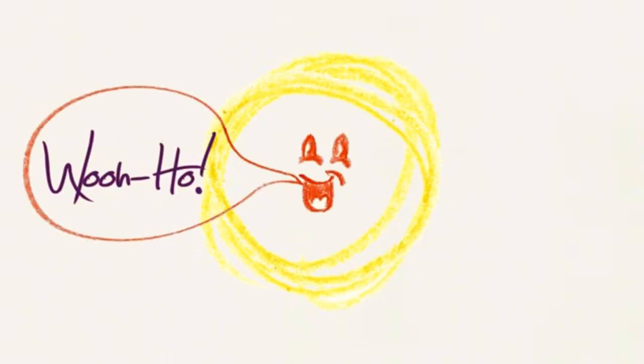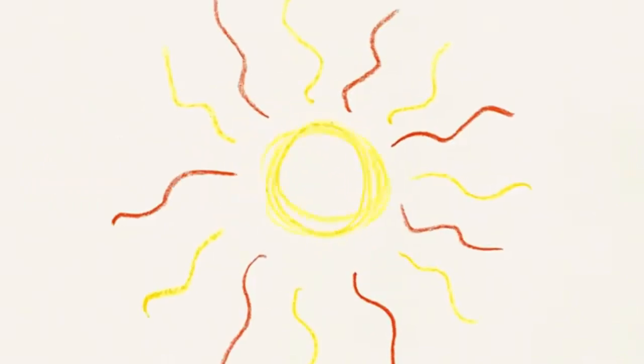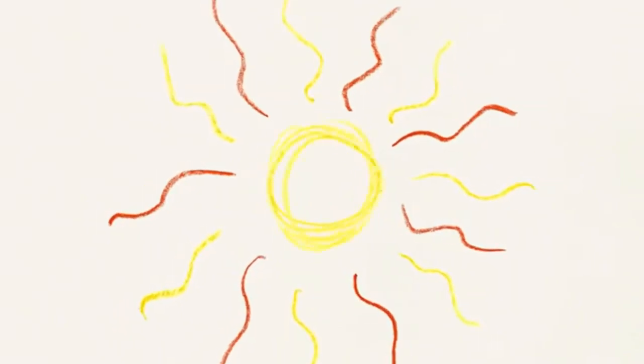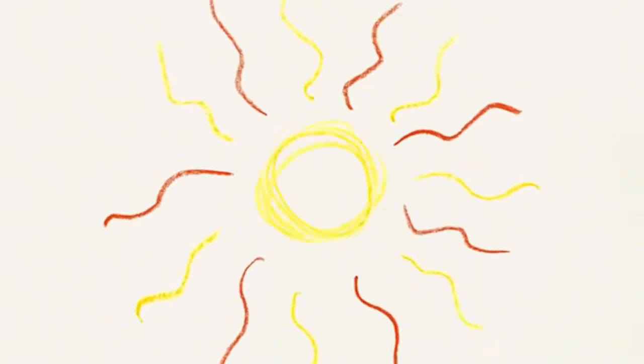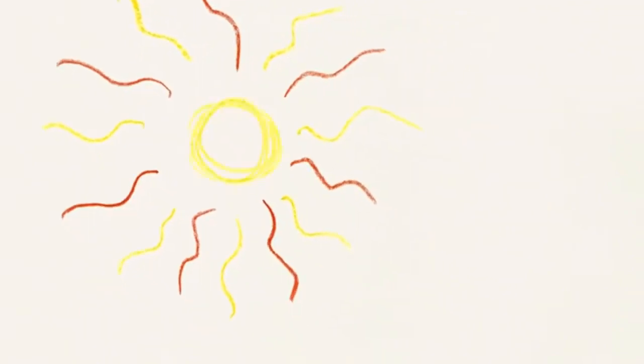Circle for a sun. Oh, a circle for a sun. And it shines and she shines. Oh, she draws a circle for a sun. And it shines and she shines.